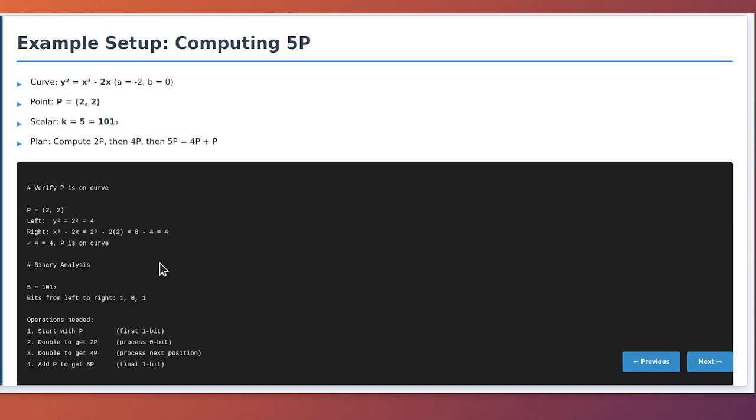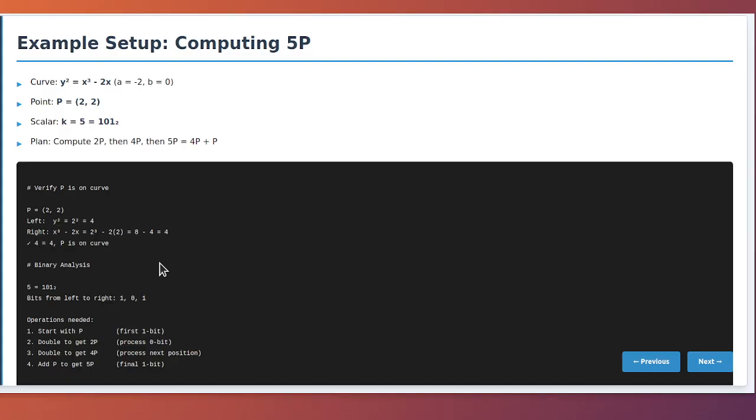Example setup. Computing 5P. Let's work through a complete example. Computing 5P on the curve y squared equals x cubed minus 2x, starting with point P equals (2, 2). First, let's verify that P is actually on the curve. On the left side, y squared equals 2 squared, which equals 4. On the right side, x cubed minus 2x equals 8 minus 4, which equals 4. Yes, 4 equals 4, so P is on the curve. Next, convert 5 to binary.